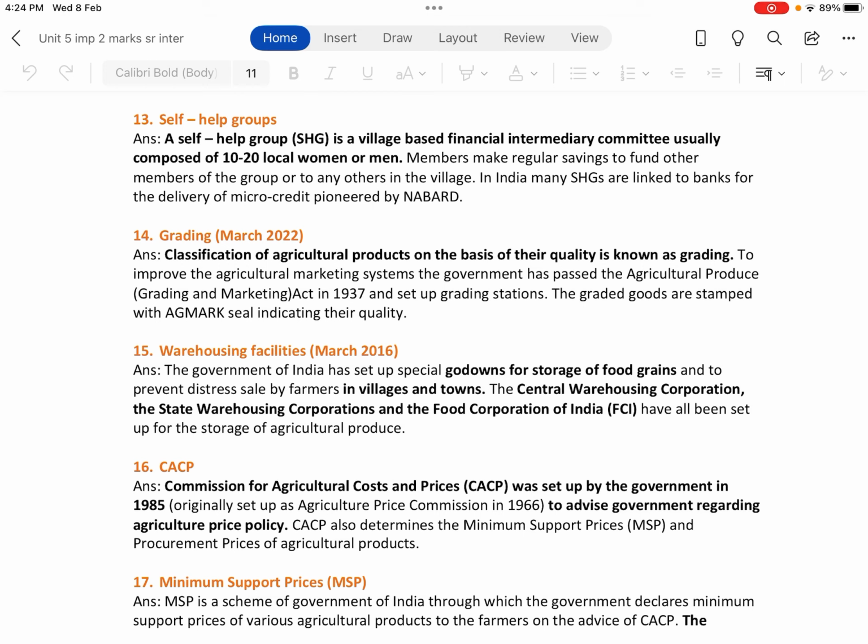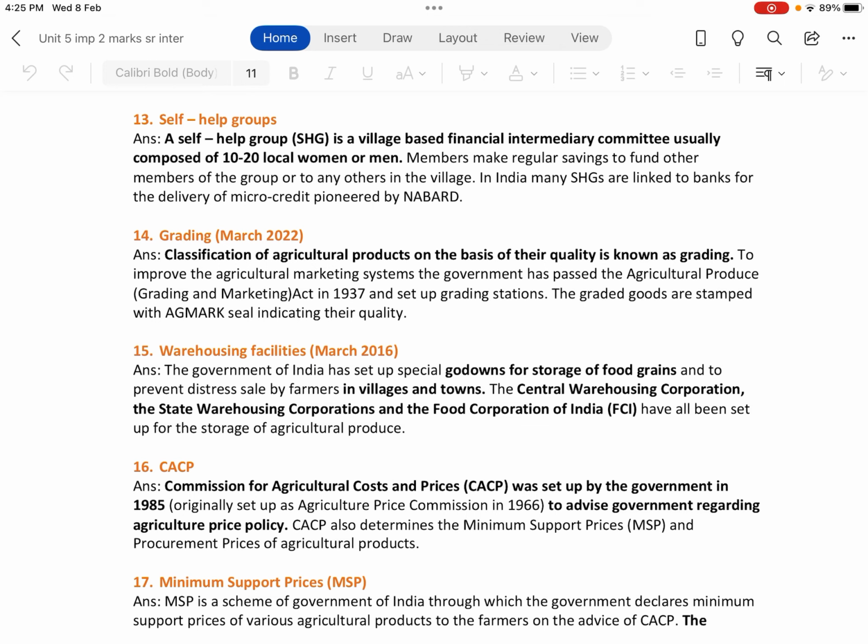First one is assembling. Assembling means all the produce of the farmers of the entire village is brought at one place. The second one is grading. Grading is, after assembling the produce of all the farmers, separating the produce according to their quality. That is what is known as grading.